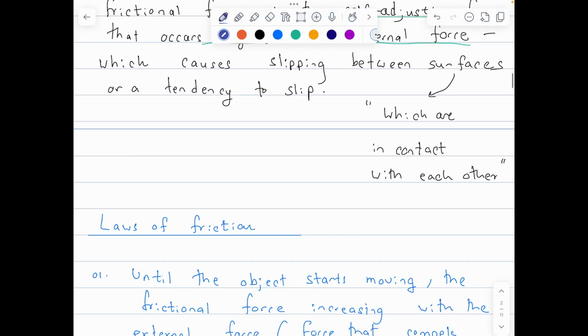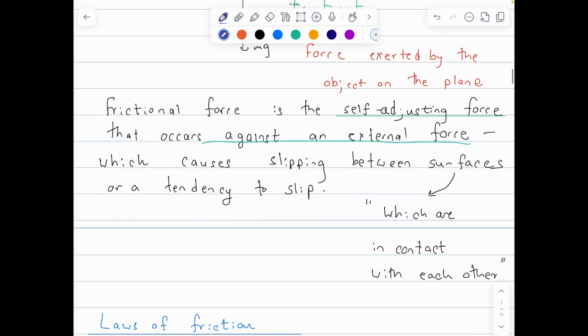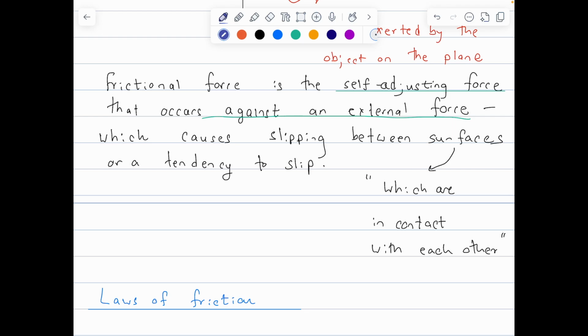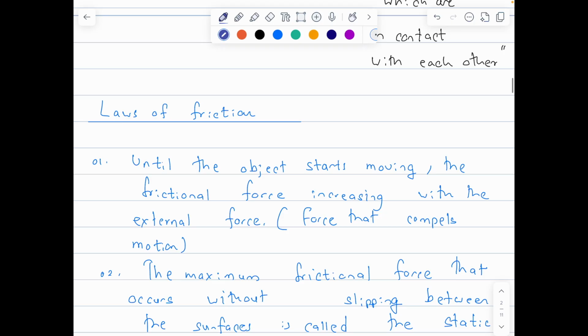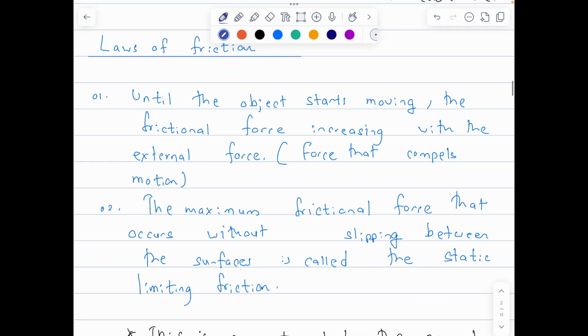Alright. So let's understand the sentence again. Frictional force is the self-adjusting force that occurs against an external force, which causes slipping between surfaces or a tendency to slip. So these surfaces are in contact with each other. Alright. So now let's come to some laws of friction.